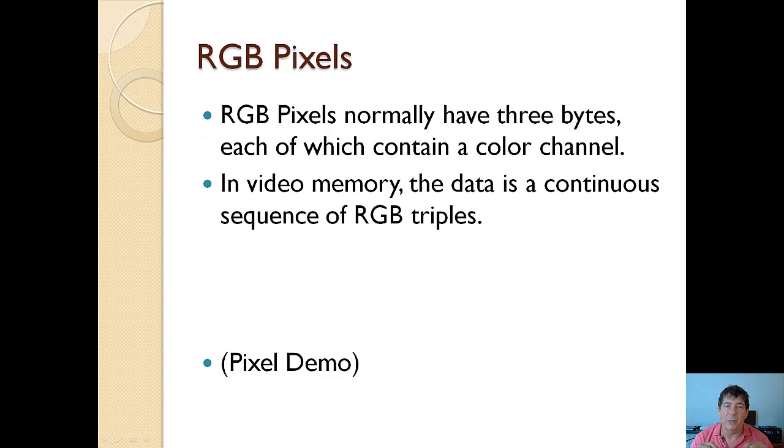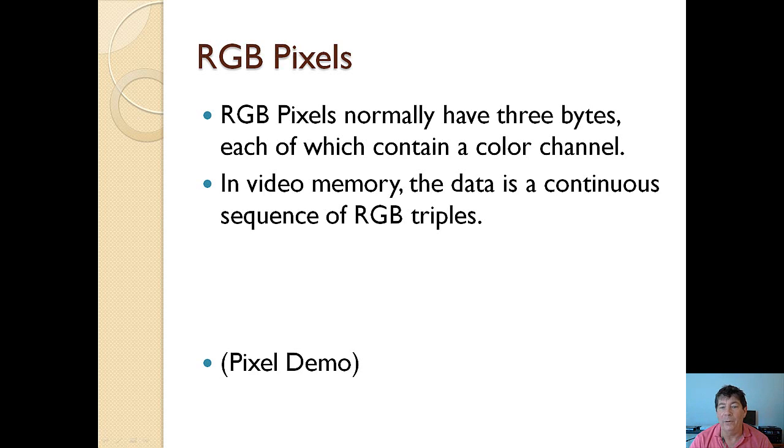So back to RGB pixels. A pixel, of course, is one of those squares or one of the dots on the screen. RGB pixels normally have 3 bytes, right? The bytes each go from 0 to 255, and each of these contains one of the color channels, red, green, or blue. Now in video memory, the data is a continuous sequence of RGB triples. I know I've been talking about scan line, left to right, scan line, left to right, scan line. There's no notion really of scan line. It's all just one contiguous memory buffer.